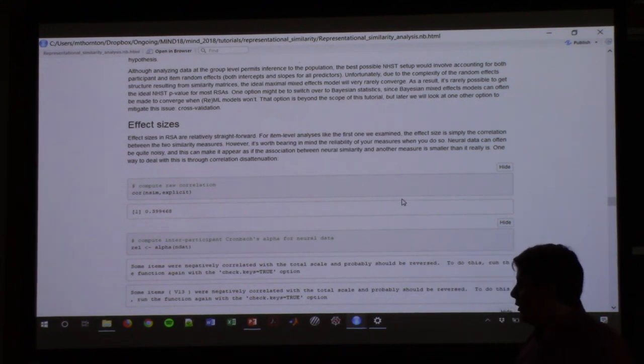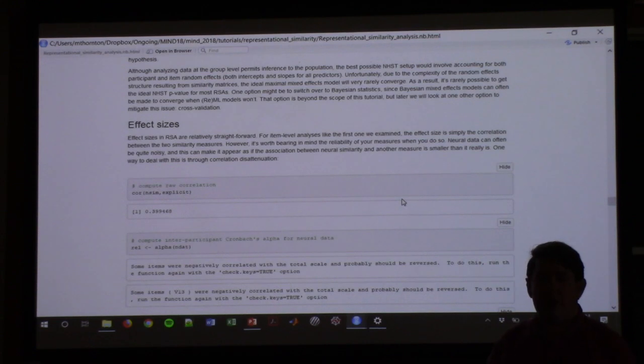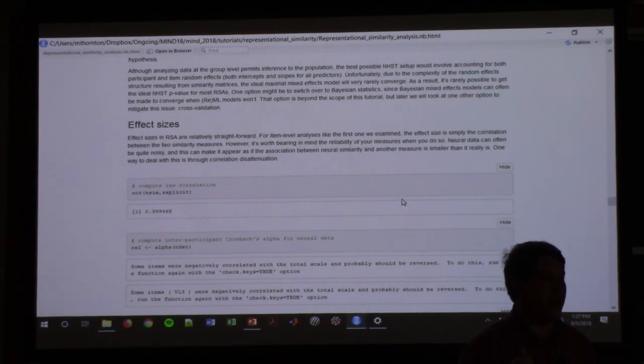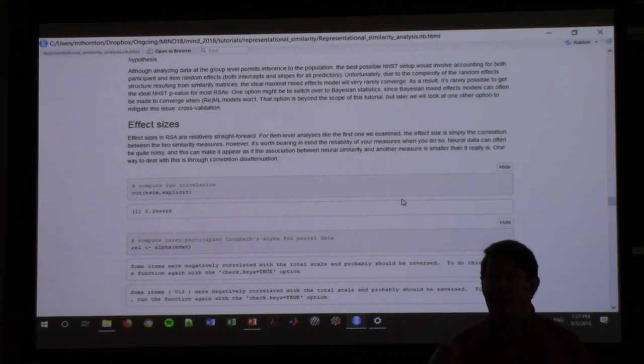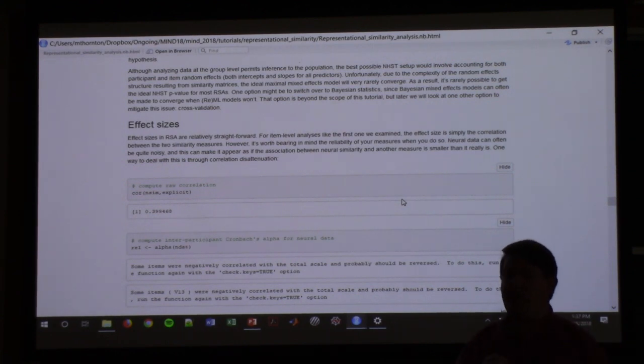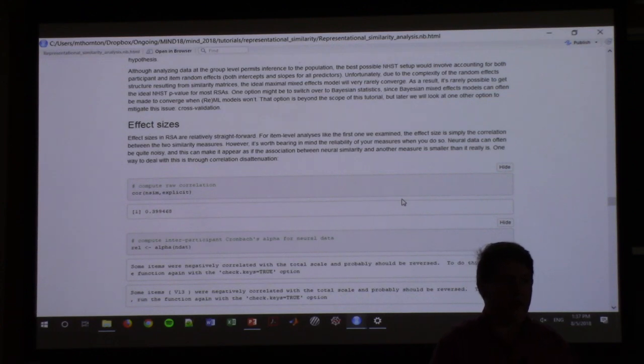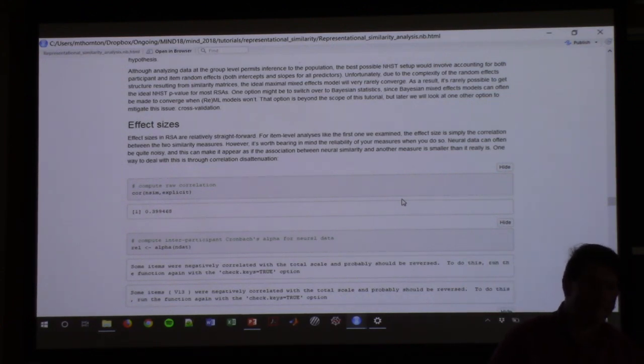The other alternative, which I'll actually talk about a bit later on, is cross-validation. So you don't necessarily need to rely on a hypothetical promise of generalization to new items guaranteed by parametric statistics. You can actually directly test the generalization to new items if you train a model on certain items and then test it on other items. So that can be another way around this particular issue.